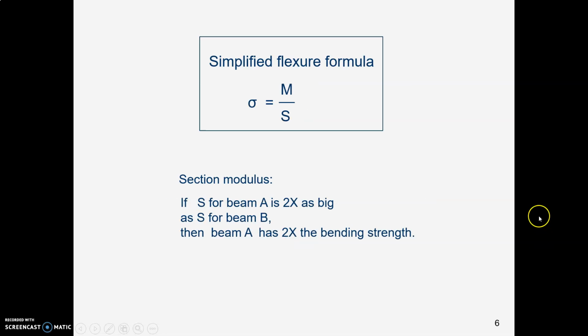So section modulus is a measure of its resistance to bending. Basically, how strong is the beam? So if you have two beams, A and B, and beam A has a section modulus that's twice as big as beam B, then beam A is twice as strong to resist bending as beam B. It's pretty straightforward.